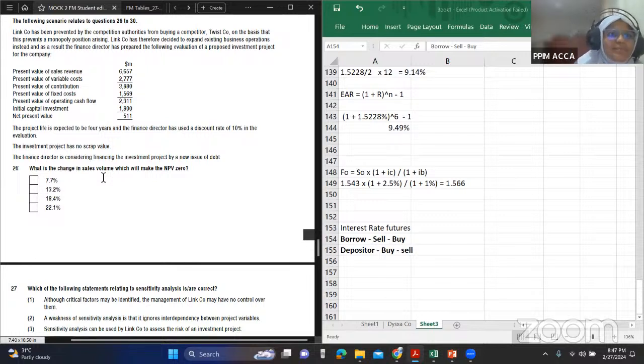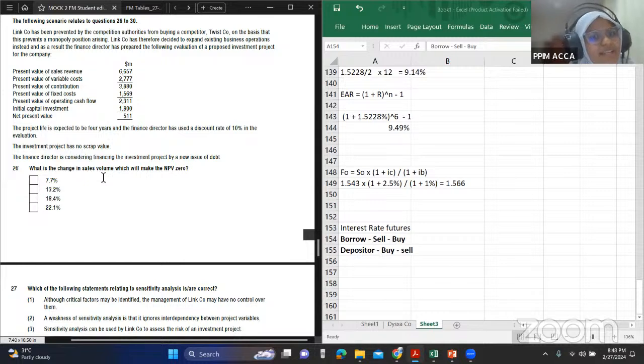Link company has been prevented by the competition authorities from buying a competitor, Twist company, on the basis that it prevents a monopoly position arising. Okay, so in a government, if they want to not have monopolies, they can actually impose these kind of competition authorities and stop people from buying other businesses if a monopoly can arise.